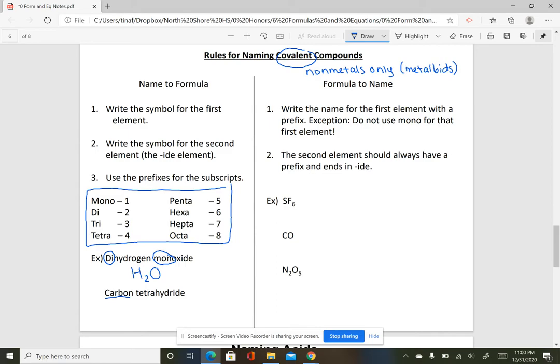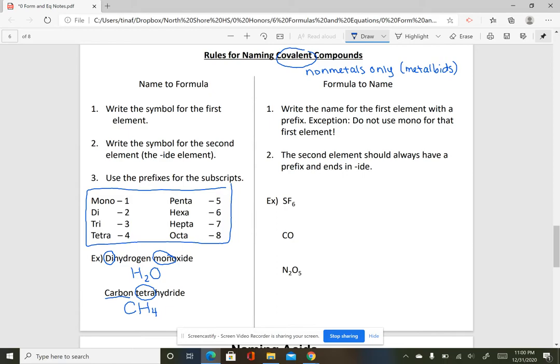All right. Next one, if there's no prefix on the first nonmetal, that's because there's only one of them. So we only use the prefix mono on the second nonmetal. If the first one there's only one, we just say the name of it without anything at all. Then I have tetra, which means four hydrogens. So I have four hydrogens.